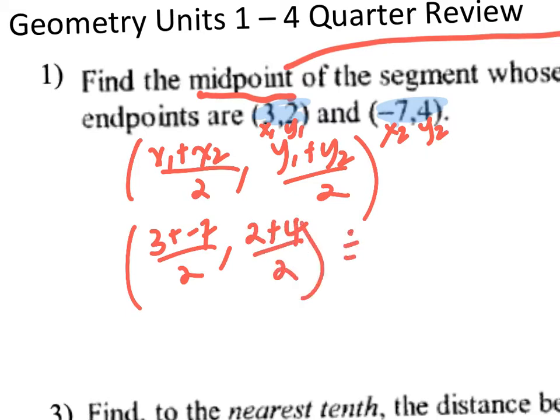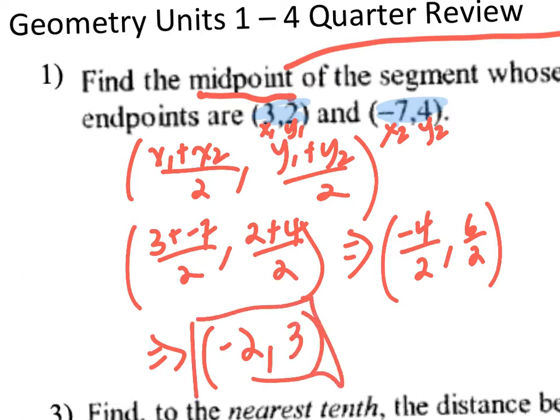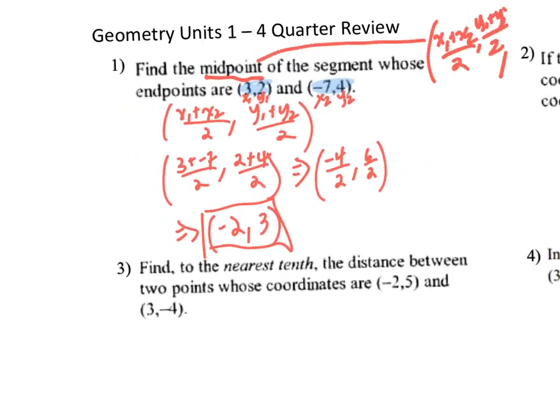I'm going to simplify this. So I get 3 plus -7 is the same as 3 minus 7, which is -4 divided by 2. 2 plus 4 is 6 divided by 2. I got even numbers. I'm dividing by 2, so I know I'm going to get a whole number. I'm just going to simplify that a little bit more. So -4 divided by 2 is -2. 6 divided by 2 is 3. So this is going to be my midpoint. Let's move on. Let's try out number 2.